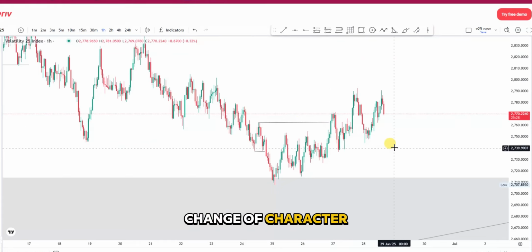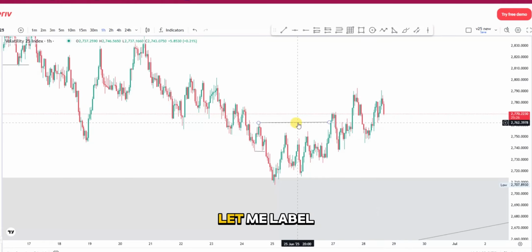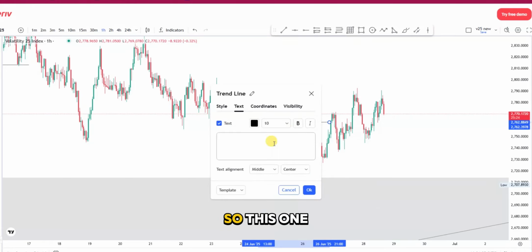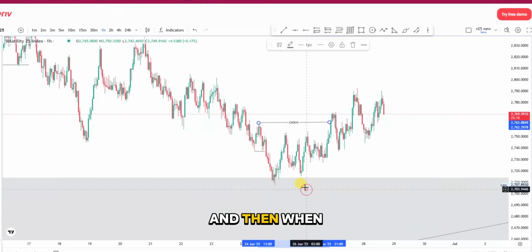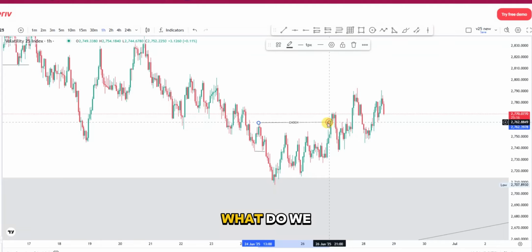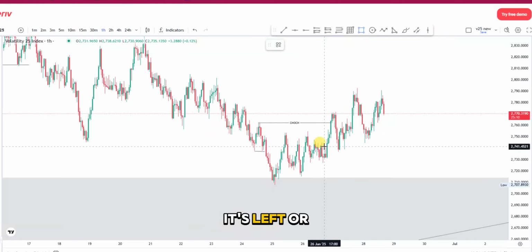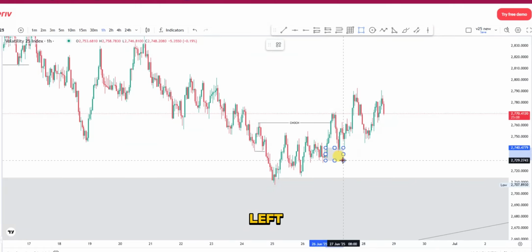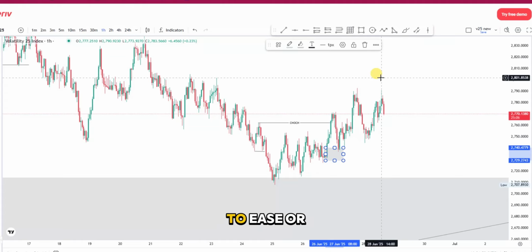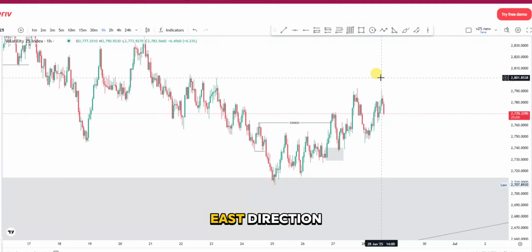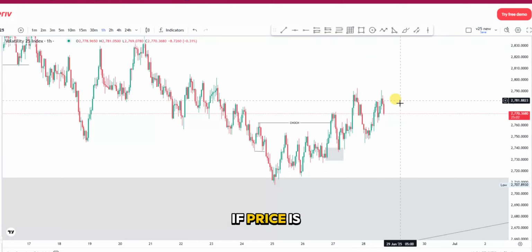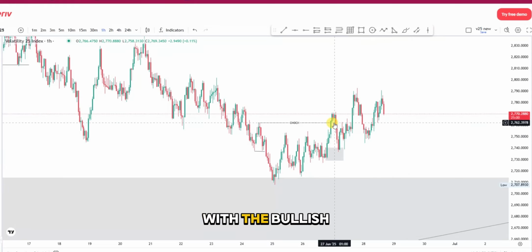And when a change of character occurs, what do we expect to do? Let me label them for you to see. So this one gives us a change of character on the 1 hour time frame. And then when a change of character occurs, what do we need to see? We need to see price reversing back, then mitigate the demand zone it's left, or a point of interest that is left, and then continue to the east direction. That is if price is about to continue with the bullish trend.